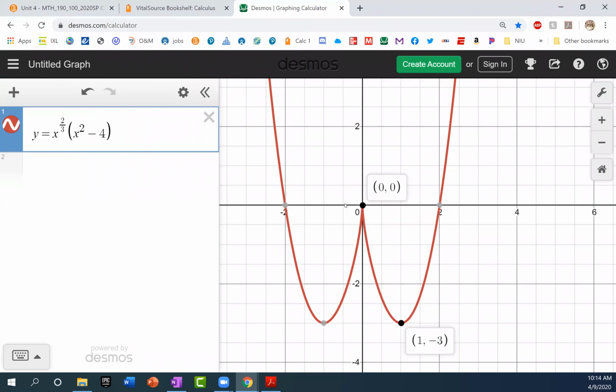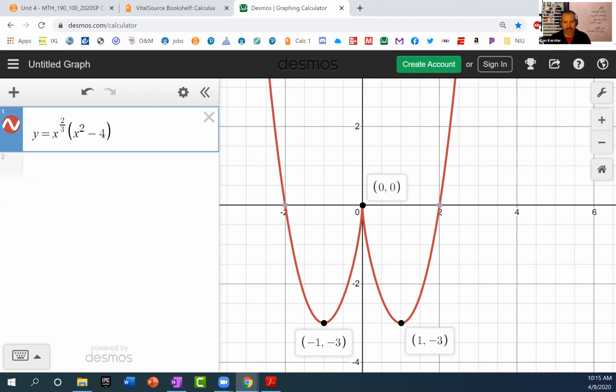So would the 1 be a local min? Yep. You could say there's a local minimum at the point (1, -3), but it's also the absolute minimum of the function, which is -3, because it's the lowest that it gets. Now, it happens twice, but it is the lowest that it gets. And the local max will be 0. Yep, the local maximum at the point (0, 0). There is no absolute maximum because it continues up. So we call those local or relative minimums, relative maximums. Yeah, good.